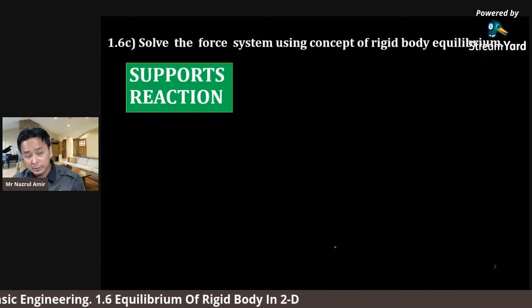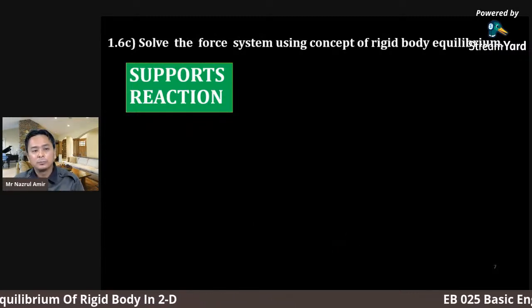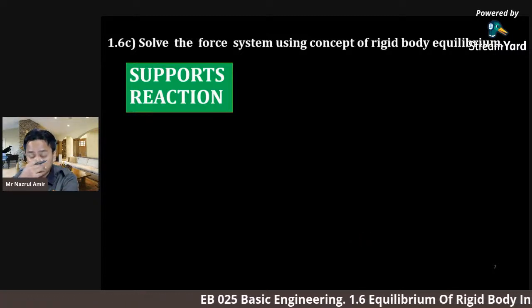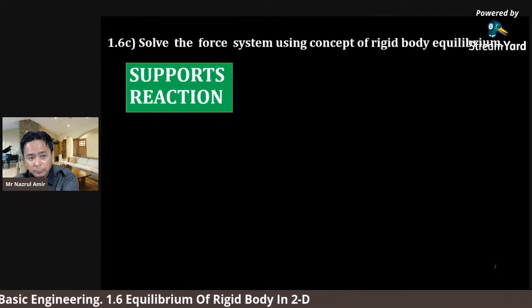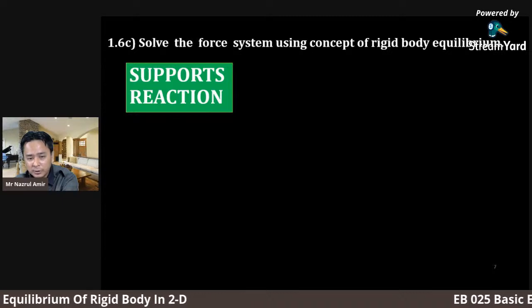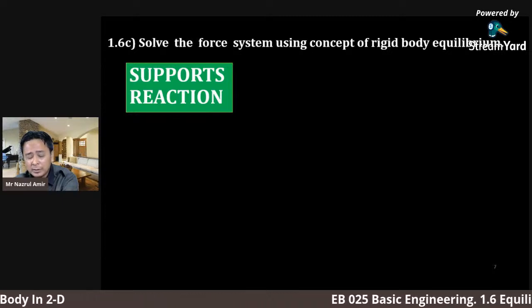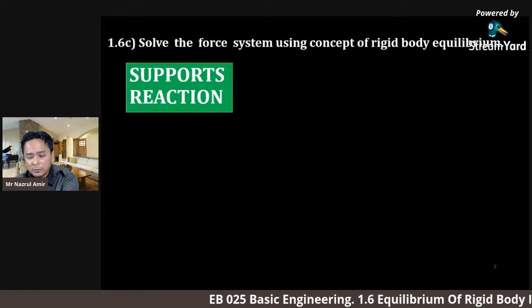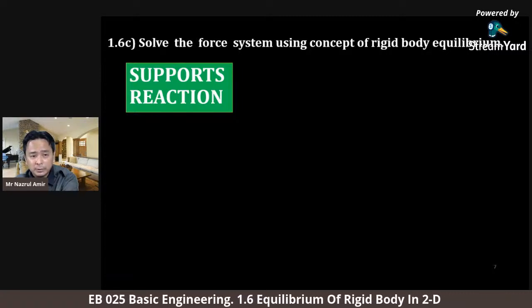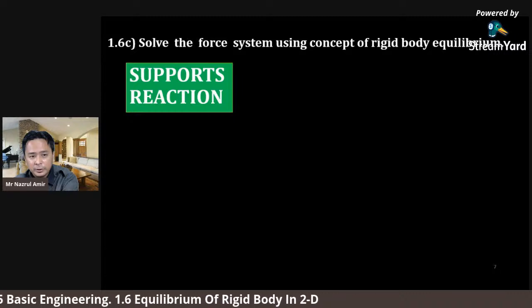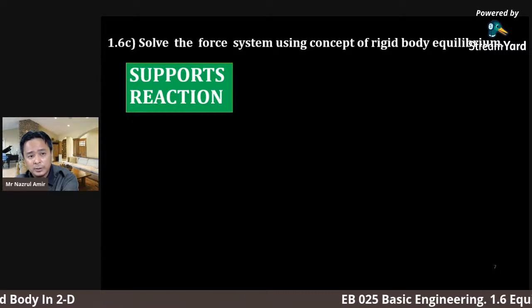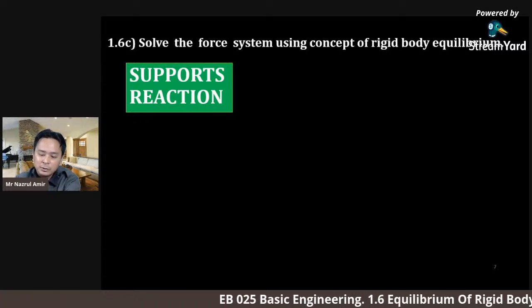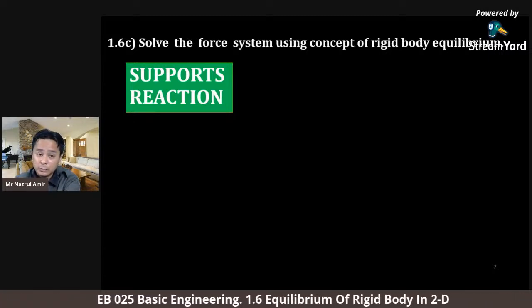Okay, now we move to the last objective of this topic. We want to solve the force system using the concept of rigid body equilibrium. The term support reaction is very important. Now the support reaction has become an important element when you want to solve this problem. So you need to recall all the support reactions that you have learned in subtopic 1.3, if I'm not mistaken, 1.3 is FBD. So you're going to construct a proper FBD in order to solve this problem.